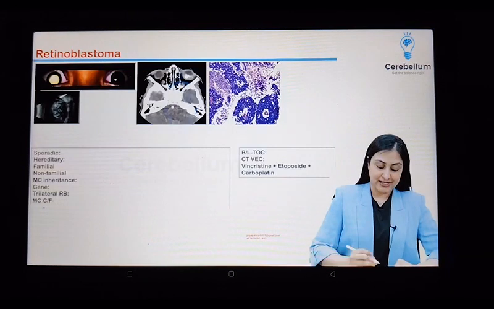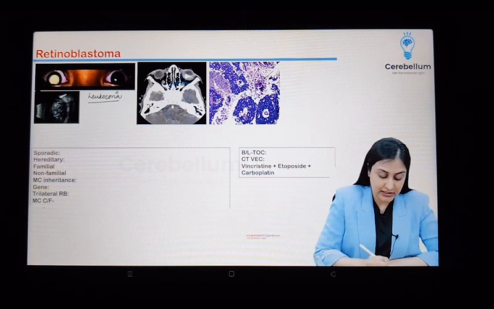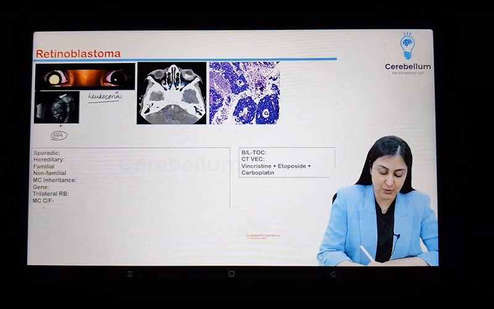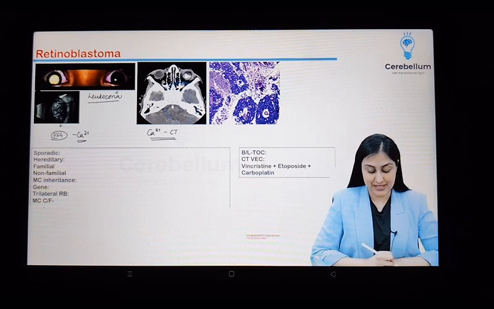So now talking about retinoblastoma, so how it will present is as a leukocoria. Alright, so this is leukocoria that I'm showing you here. You can also see on the ultrasound there is an intraocular mass. You can see these white spots which indicate that there is calcification. You can also see these calcifications on the CT scan as these white spots. Okay, so this is how retinoblastoma appears.